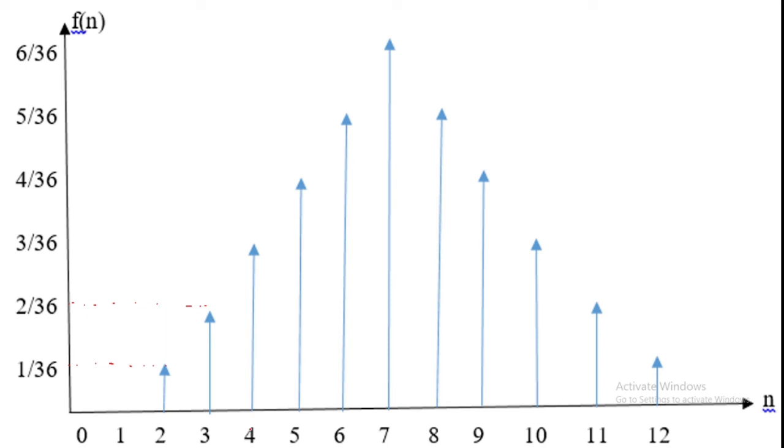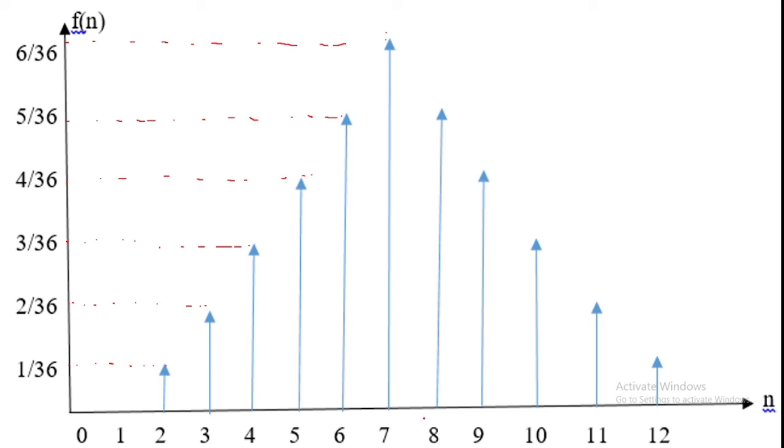Next, for n equal to 4, the probability density function value is 3 by 36. Next, n equal to 5, the probability function value is 4 by 36. n equal to 6, the value is 5 by 36, drawn by a vertical arrow. And n equal to 7, the probability function value is 6 by 36, drawn by a vertical arrow.